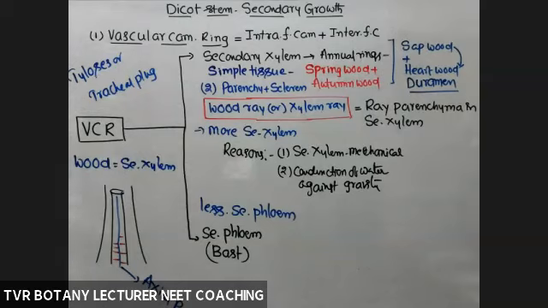And one more thing: annual rings are clearly visible in wood of plants present in temperate climatic conditions when compared with tropical climatic conditions. The reason is that temperate climatic conditions are highly variable, so they are able to influence the activity of the vascular cambium. That's why annual rings are clearly visible in the wood of plants growing in temperate climatic regions.